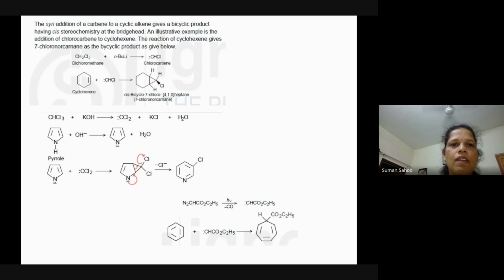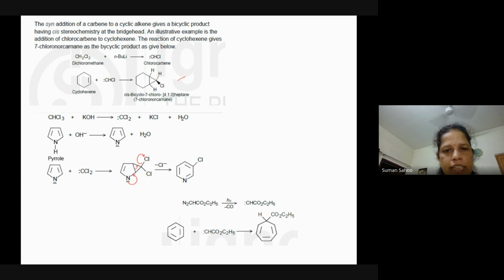Even syn addition of carbene to cyclohexene gives a bicyclic product, and both bonds will be attacked from the same side, giving you the cis bicyclic product. Cis means both the hydrogens are on the same side.